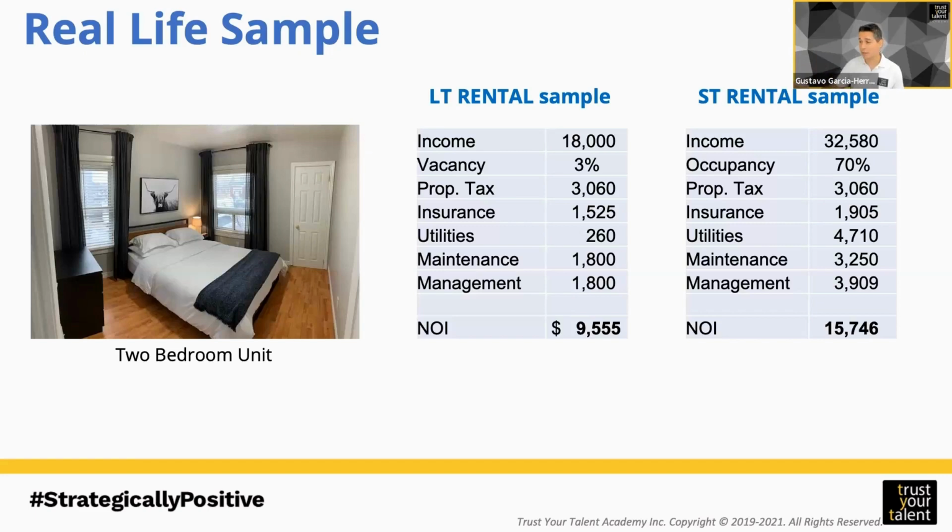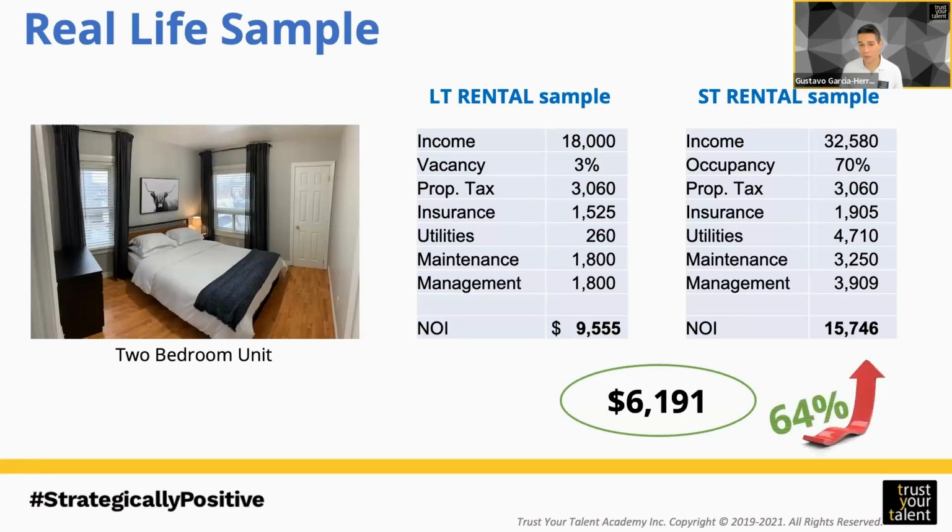But what happened here is we actually increased our NOI to $15,700 plus. By just going into that, look, my revenue went up 64%. That's a difference of $6,100. That's a 64% increase on revenue. Is that good or not good? Yeah or yay? So that's a little sample of what it is and how you can do this.